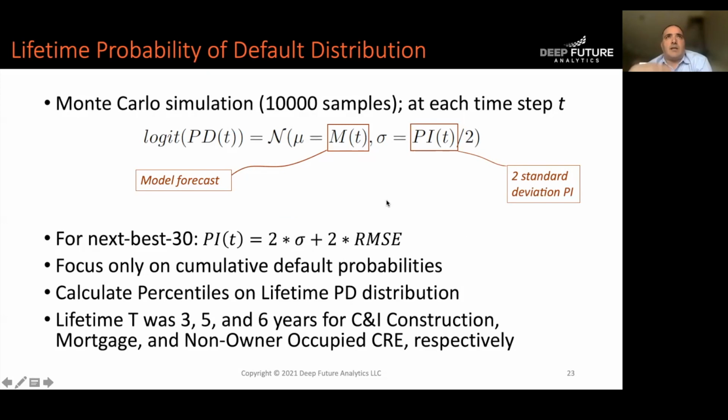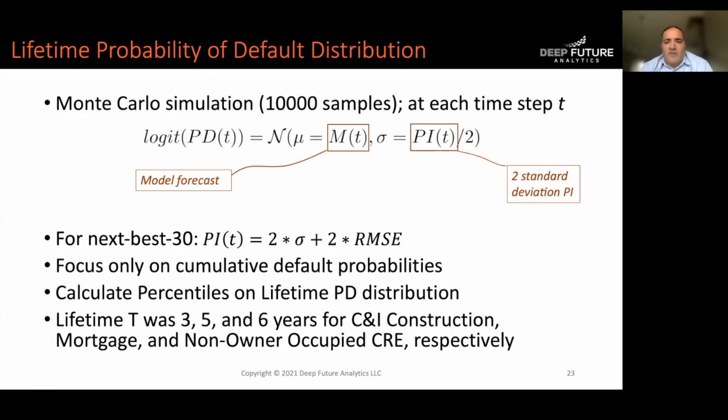We create 10,000 samples for each t, and then these 10,000 samples are going to produce 10,000 different paths for the probability of default in log space, or for the log odds, basically. For the next best 30 models, the prediction interval again is going to be based on just the standard deviation between these 30 models for each t, just to keep this variability in check so it doesn't explode.